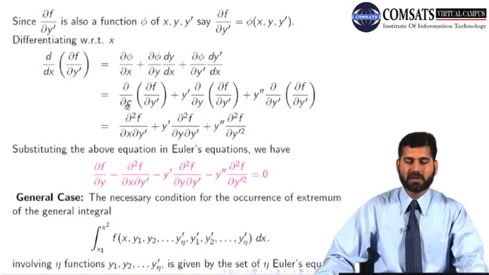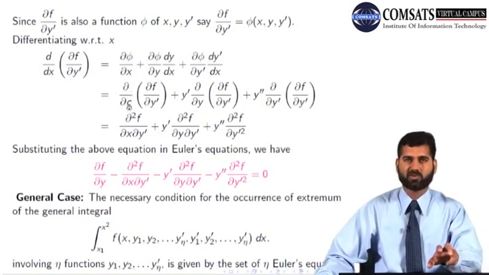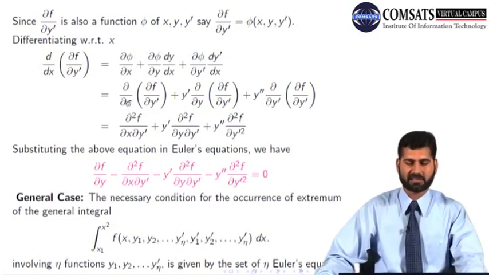Partial by partial x, this is not c, of course, this is x. X and c are together on the keyboard, so I guess it's a typing mistake. I hit c instead of x. Now I replace the value of phi. What is phi? Phi is partial f by partial y prime. So I replace the value of phi in all these 3 terms and I got this expression.